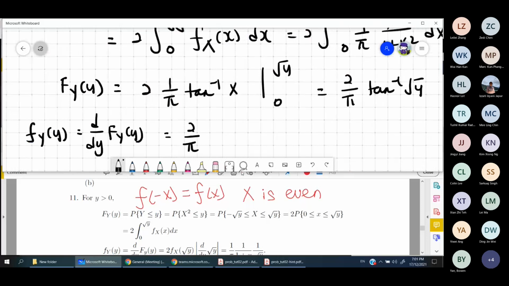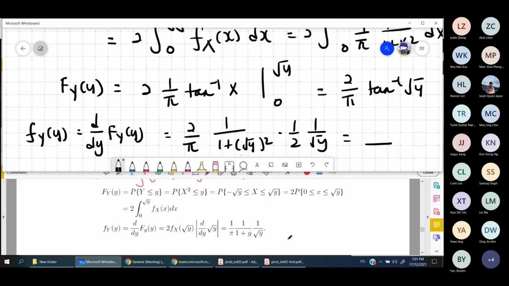Differentiating this will be 1 over 1 plus y. It's supposed to be the square of it. And then differentiating this other part, I think we're going to have 1 over 2, 1 over square root of y. Okay, and this is how you get the same answer, right? This is how you get this answer.